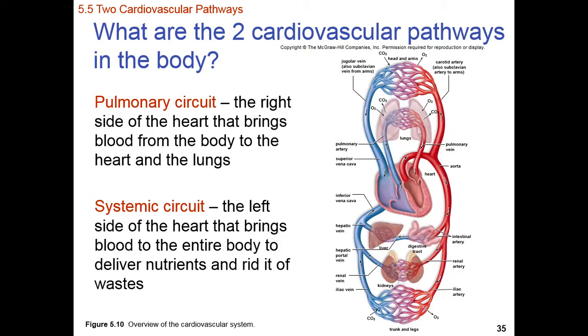Now, there are two pathways that the blood can travel in our bodies. The primary pathway that most people think about is the systemic pathway. And that systemic pathway or systemic circuit is going to be the large one that sends oxygenated blood to most of the tissues of our body. But there's a pulmonary circuit as well. Pulmonary is a fancy or technical term that means lung. Sometimes plural or pleura can also be used.